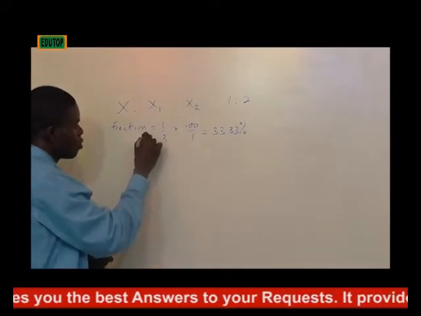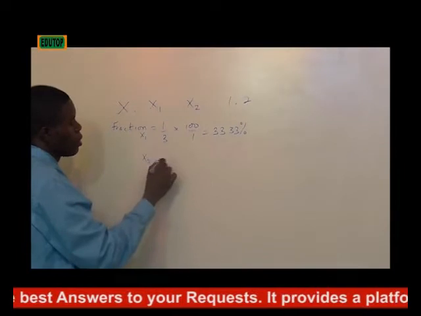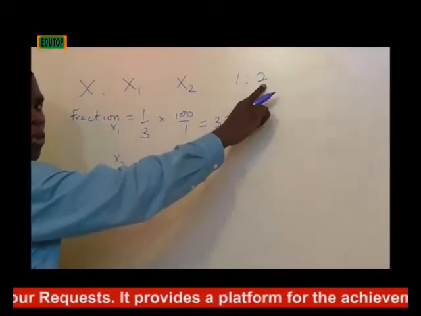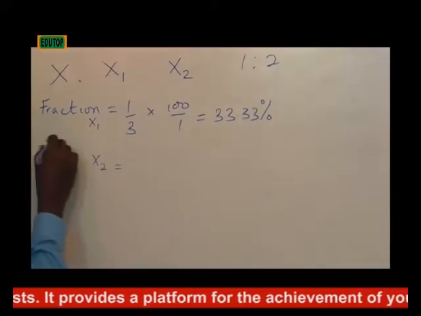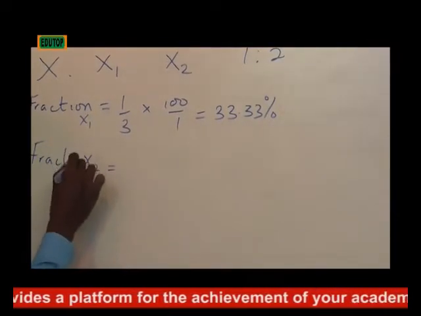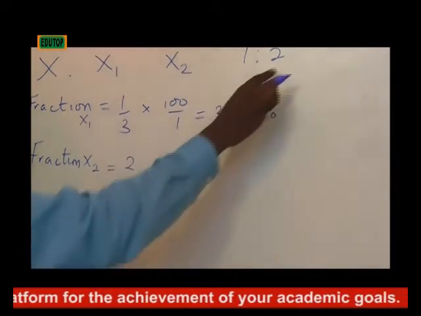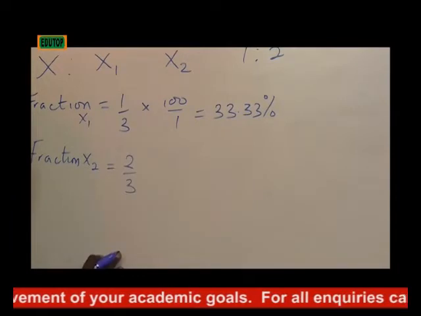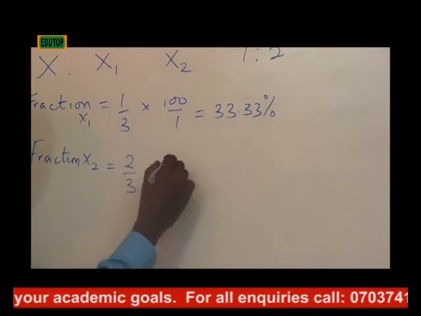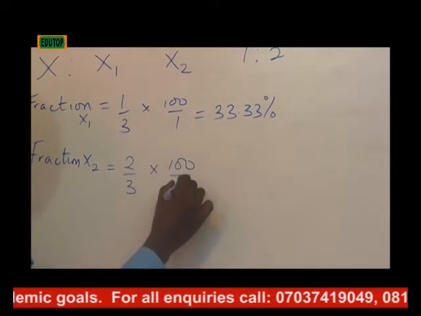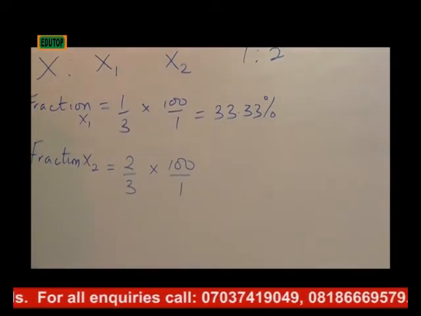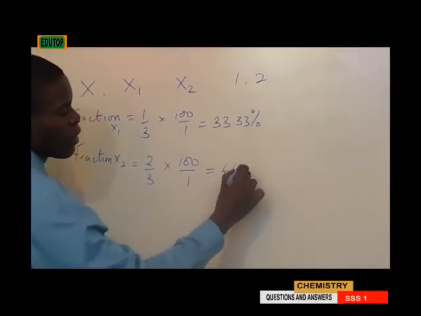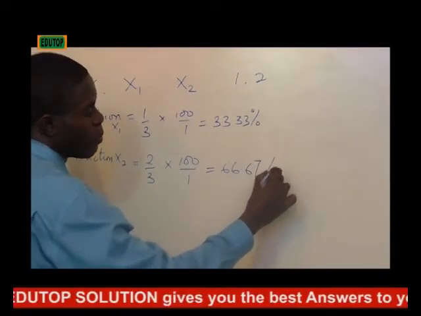For x2, the ratio of x2 in the question is 2. Then the fraction of x2 becomes 2, which is the ratio of x2, all over the total, 3. And taking it to percentage, it becomes times 100 over 1. And this gives us 66.67%.